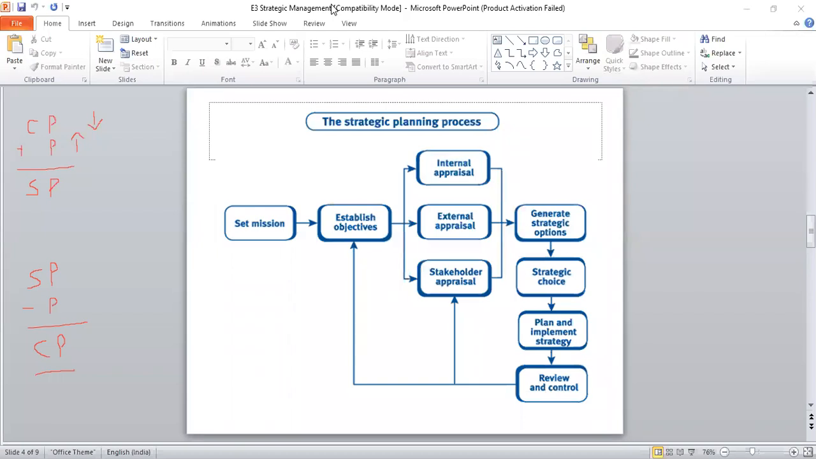The next topic is the strategic planning process. How do they plan for the organization? What is a strategic planning process? It is the process of planning for the organization. The first point is that when they are considering a long period of time, they have to define the very basic purpose of their existence. So they have to define their mission.